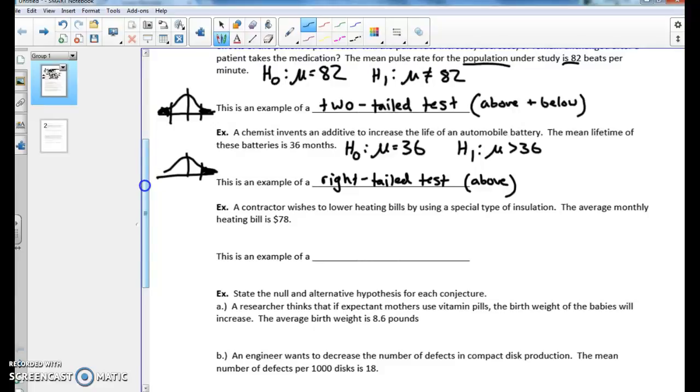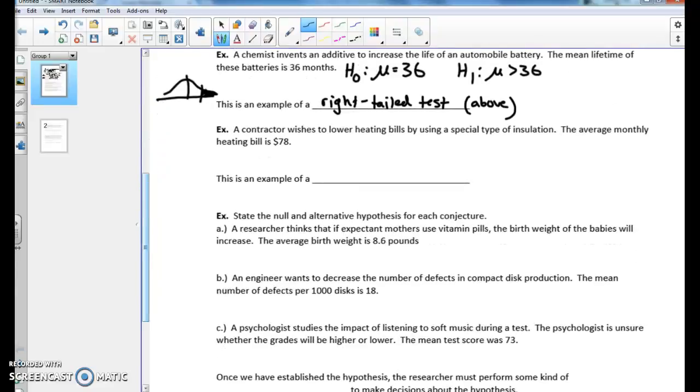The next example: a contractor wishes to lower heating bills by using a special type of insulation. The average monthly heating bill is $78. So our null hypothesis, H0, mu equals 78. Again, that's our starting point, where we're beginning this whole thing. The alternative hypothesis, this time, mu, we want it to be less than 78. That's what we're looking for.